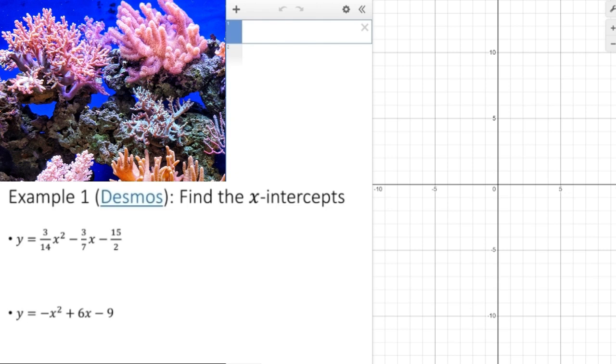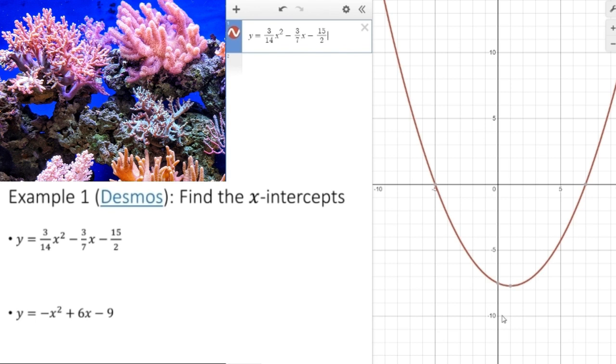We're going to find the x-intercepts for each of the following equations. First, let's take a look at y equals 3/14 x squared minus 3/7 x minus 15/2. We'll start off by typing our equation into Desmos. And here we can see the graph of our parabola in red. Since they want us to find the x-intercepts, they want us to find where the graph crosses the x-axis. Taking a look, we can see 2 points highlighted for us, the points (-5, 0) and (7, 0). The x-intercepts of our graph are -5 and 7.